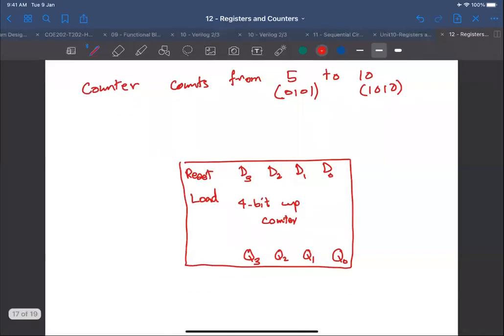Okay. Load is synchronous, okay, with the clock. So this is my clock, CLK, right? And I need to be able to load what? 0101, which is 5 in binary, right? Yes. But when do I load it? When I reach 10. In the next clock cycle, I need to load 5.